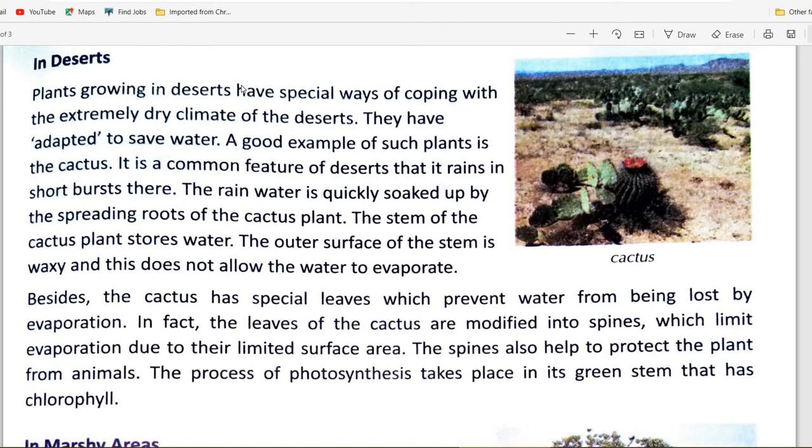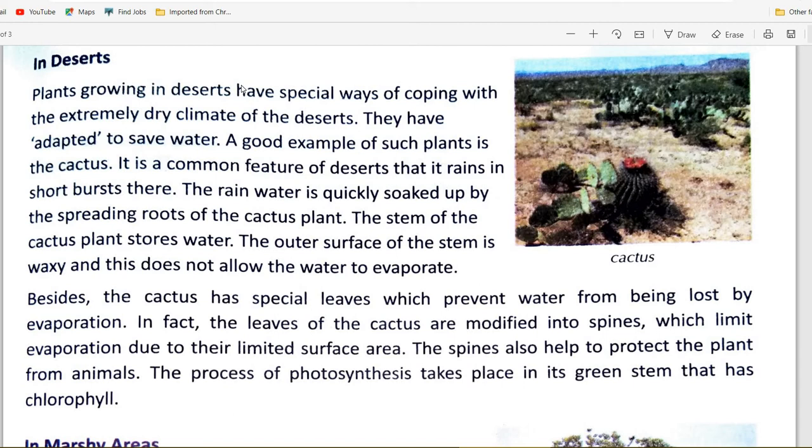And we can say that the stem also stores water in cactus trees. So it is also having a waxy coating, means outside of the cactus tree, they are having a waxy coating, so that the evaporation gets very slow. Because of the waxy coating, the stem does not allow the water to evaporate.